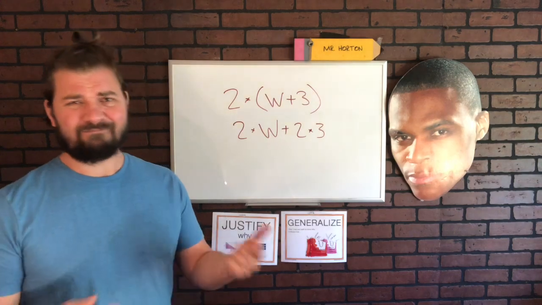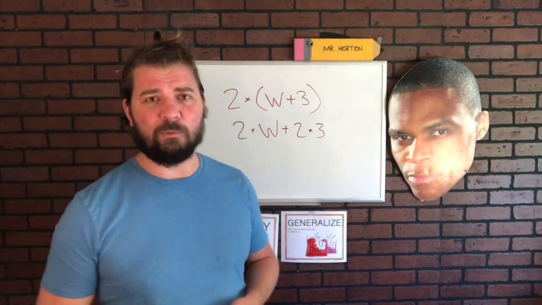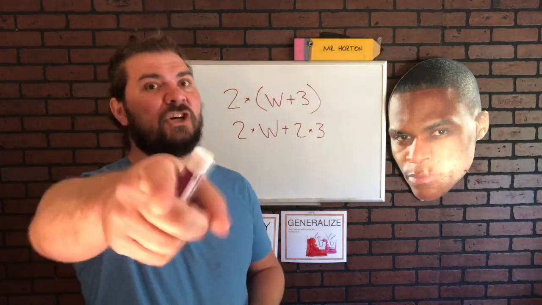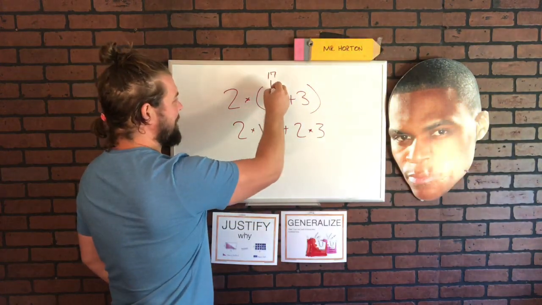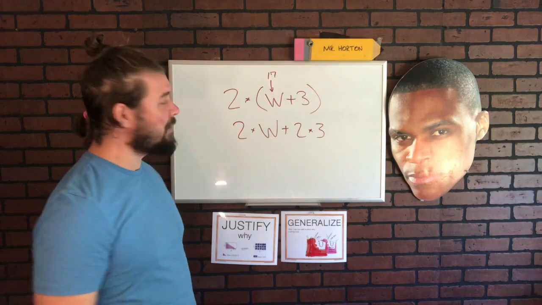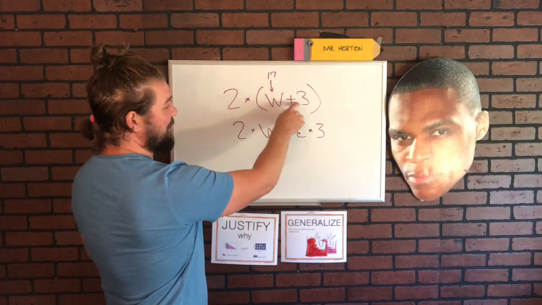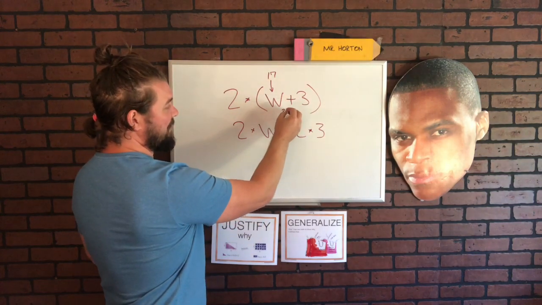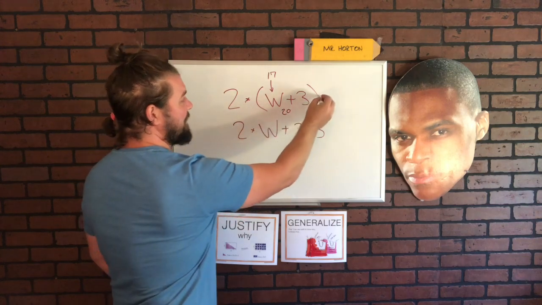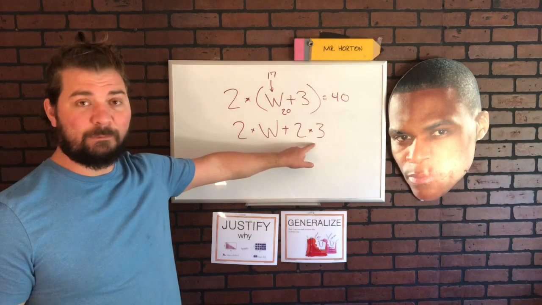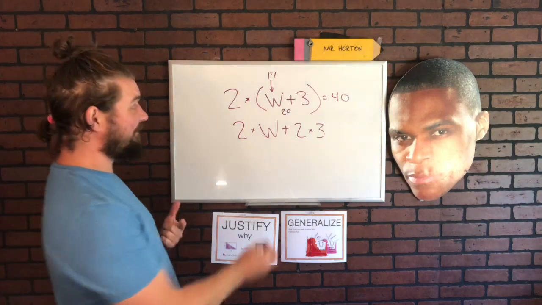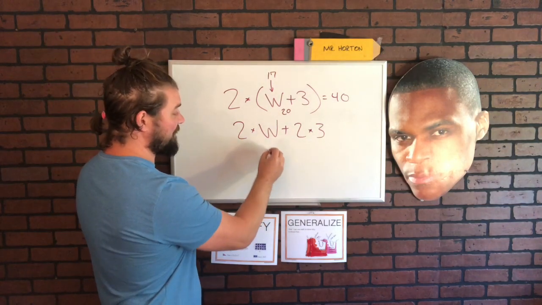Give me something that W could equal. 17, good choice. I would have picked 17 too. Let's pick 17 and plug that in for W. So that means I have 17 plus 3, which is 20. 2 times 20 would equal 40. All right, is that going to be equivalent here? Well, I have to plug 17 in for W again.